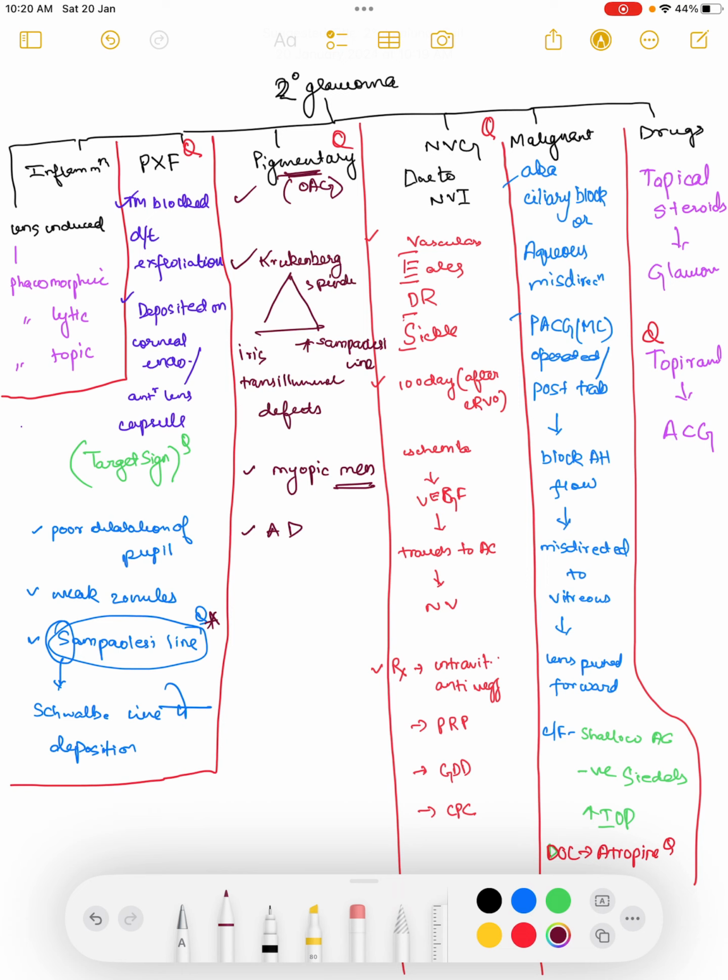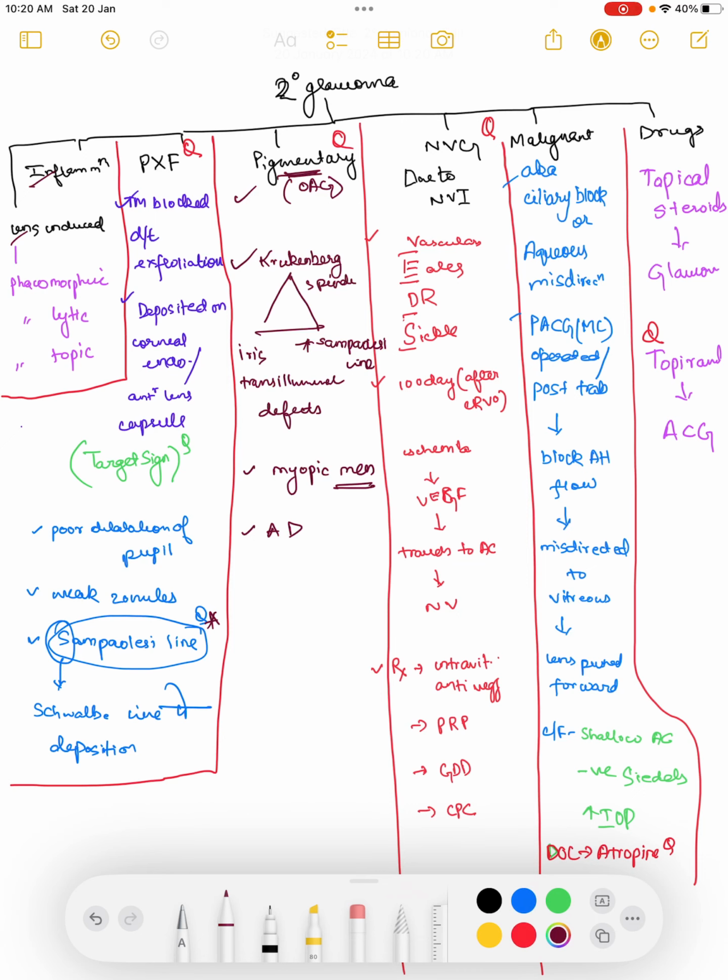To begin with the classification of secondary glaucomas, it can be pseudo-exfoliative syndrome, pigmentary glaucoma, neovascular glaucoma, malignant glaucoma, drug-induced, inflammatory causes, and lens-induced. Coming to the easiest parts first, due to any kind of inflammation, there can be glaucoma. Lens-induced will consist of phacomorphic, phacolytic, and phacotopic glaucoma. The three most important topics being pseudo-exfoliative syndrome, pigmentary glaucoma, and neovascular glaucoma.